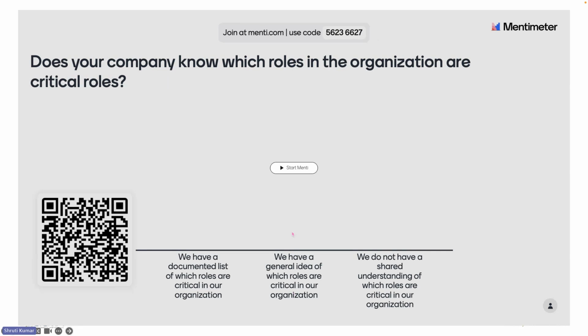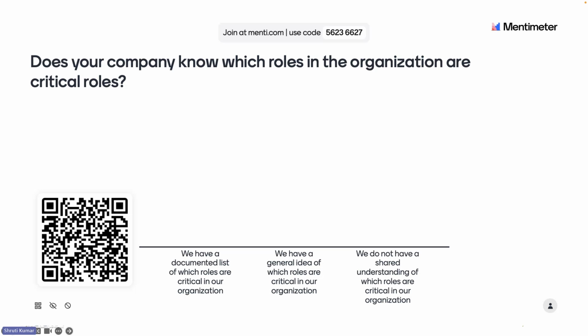All right, I do have another poll. So I'm very curious to hear from our audience. Does your organization know which roles are critical within your organization? And so you can again scan that QR code. If you want, you can leave your browser or your phone handy because every time I start a new poll, it will move to the next question. And if it's not showing this question, then you can refresh your screen. And I'll give you about 30 seconds to answer.